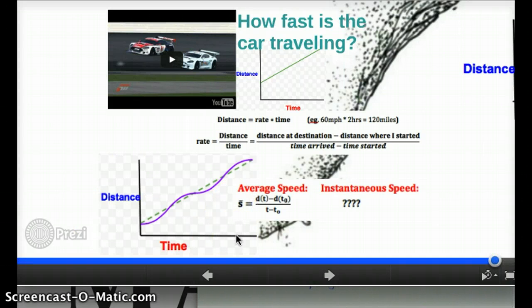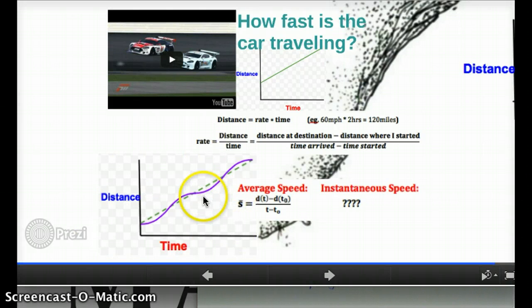But then we realized that actually calculating the slope, just using the beginning point and the end point, doesn't tell us everything about how fast the car is traveling. In fact, what we just did, calculating the average, is an average speed. It's an average rate of change.